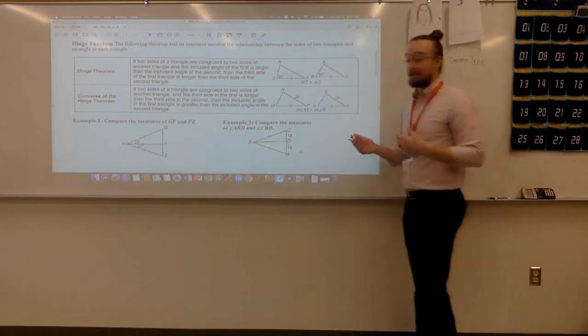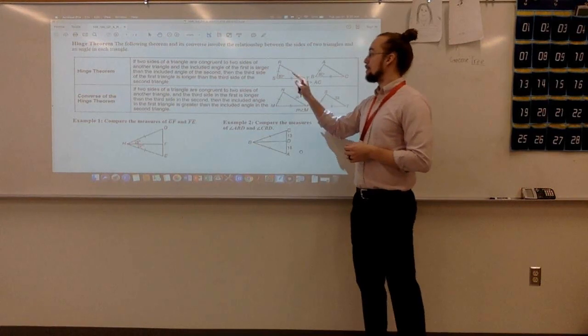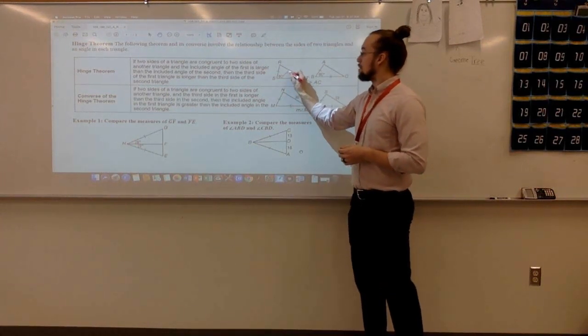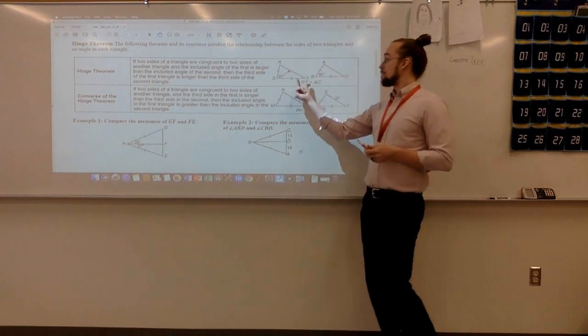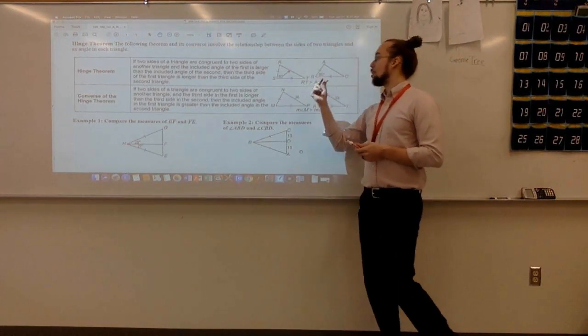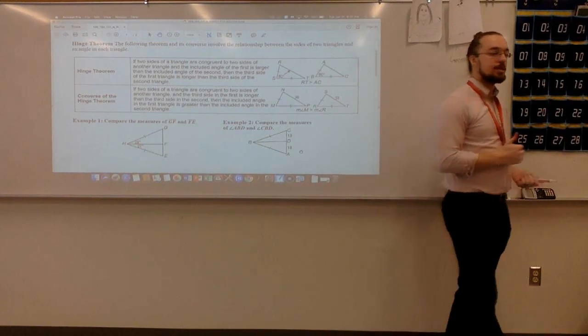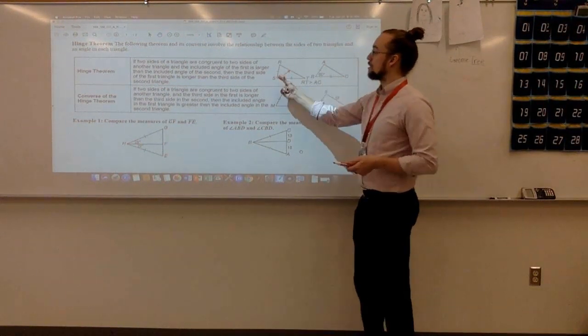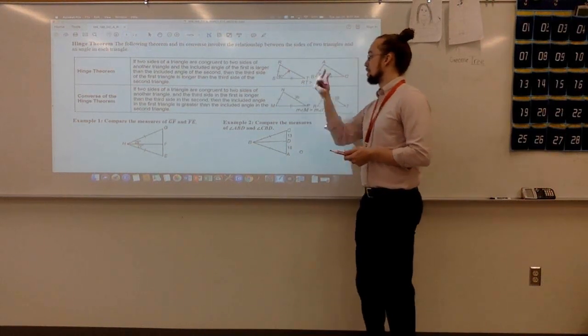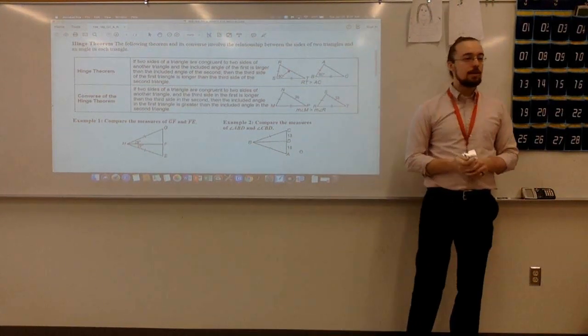that's not the same, right? So whichever angle is bigger, the side opposite that is bigger. So in this example, we're just saying that side RT is bigger than side AC because the angle in between the two sides here is larger than the angle here. Okay, that's all the hinge theorem is saying.